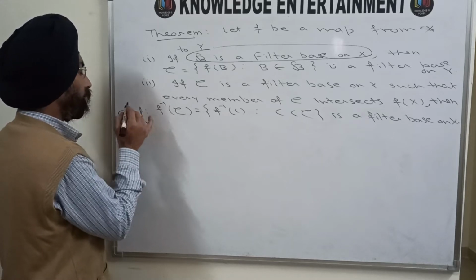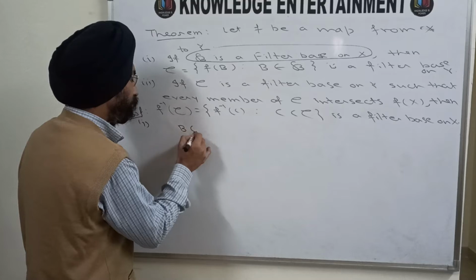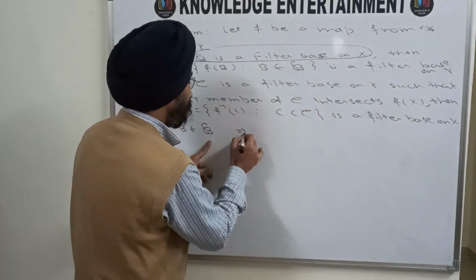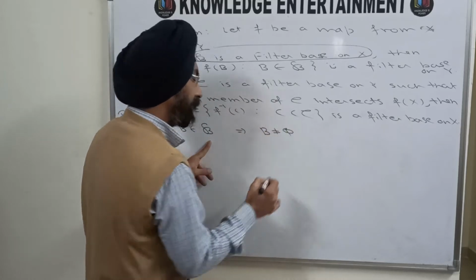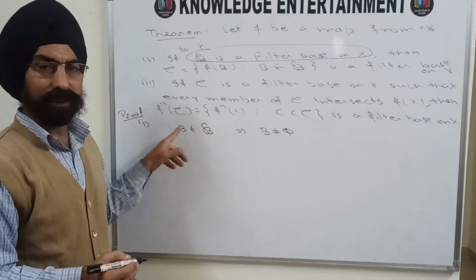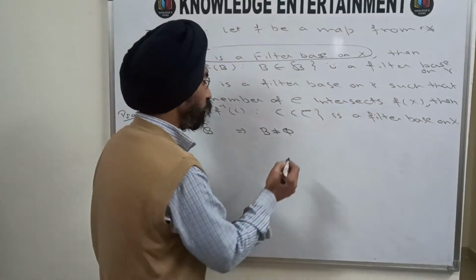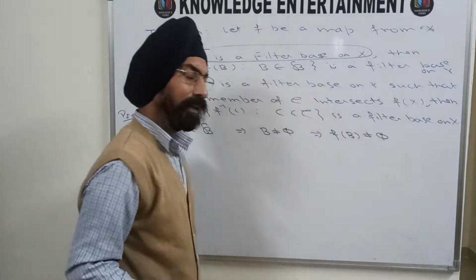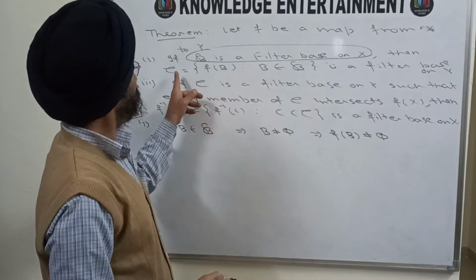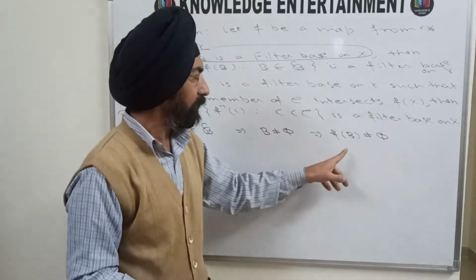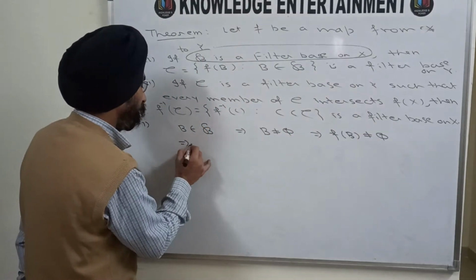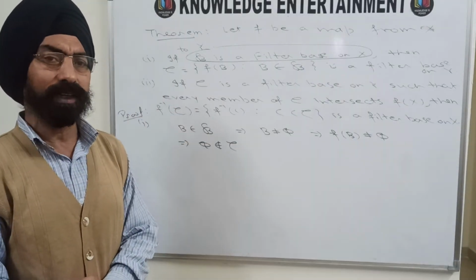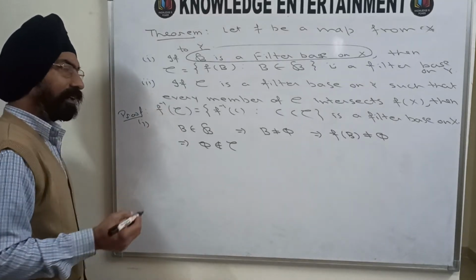Proof of the first part: B belongs to B, and B is a filter base. So this means this B cannot be the empty set. It cannot be phi, because a filter base does not contain phi. And since B is not phi, that means F(B) can also not be phi. And F(B) is a member of C, and every member of C is non-empty, meaning phi does not belong to C. So the first part is very clear, very trivial. Let's move on to the second one.